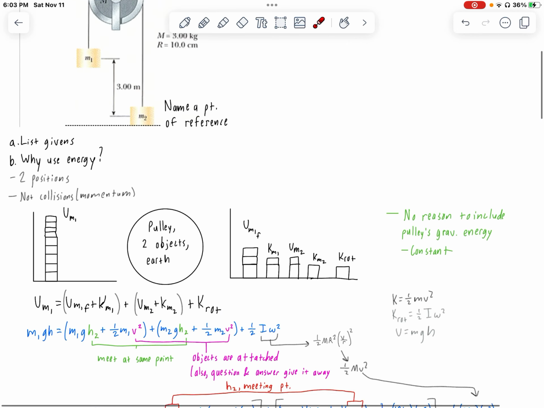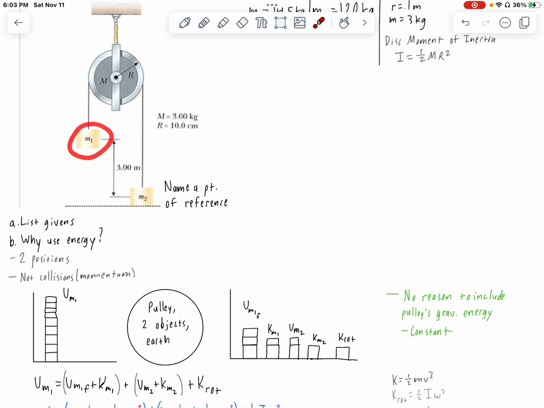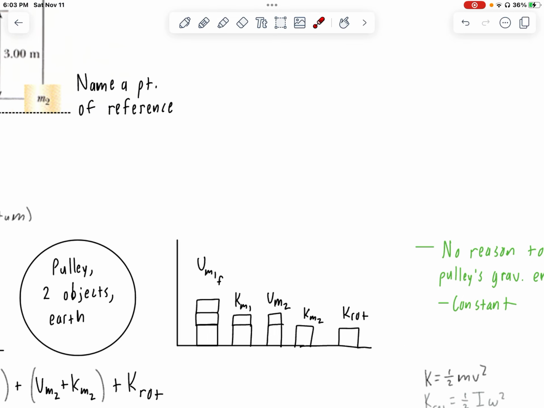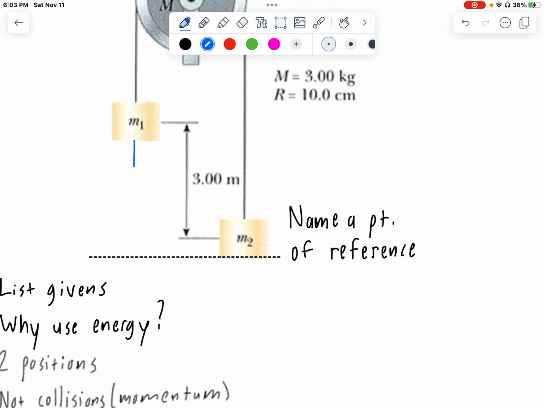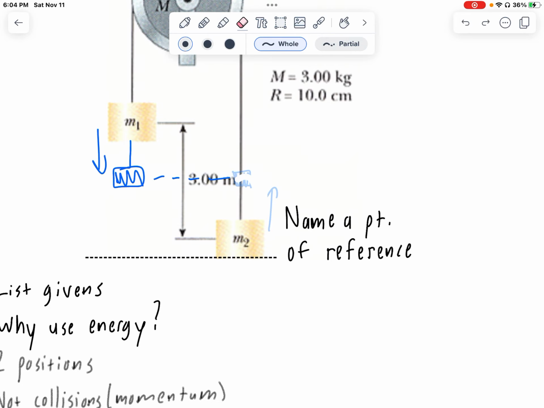So obviously at this initial point, we have M1 with gravitational energy. It's got a whole lot of it. The system is the pulley, two objects, and Earth. And then at the end, why don't I draw this out? At the end of the motion, the second point we're going to be observing, we're going to have M1 move down, M2 move up, and they are going to be at the same point. So that's the point I'm observing. I figured I'd draw it out to make it a little easier.